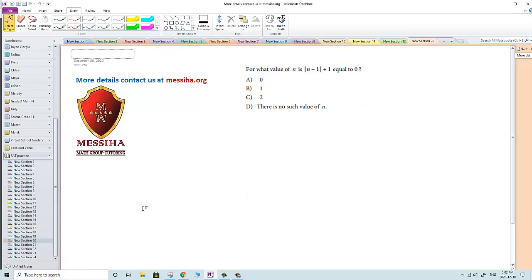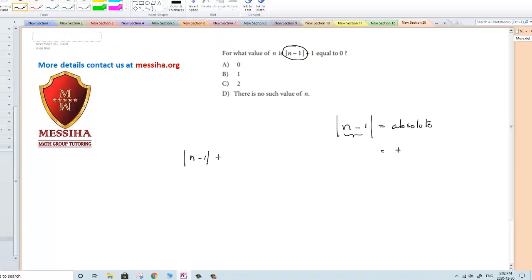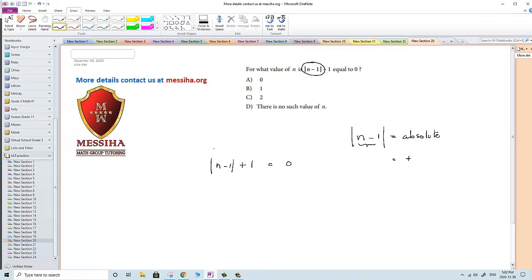for what value of n is the absolute value of n minus 1, plus 1, equal to 0? It's very important to understand this type of absolute value. When I say the absolute value of n minus 1, it means only a positive number. So we have the absolute value of n minus 1 plus 1 equal to 0, and we are searching for the value of n that makes this equation true.